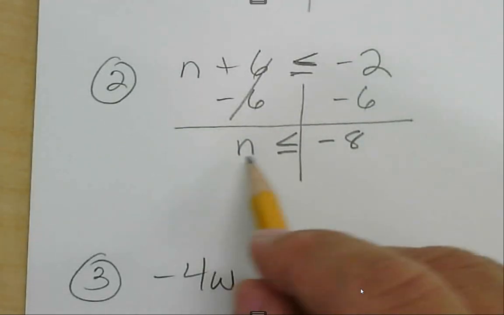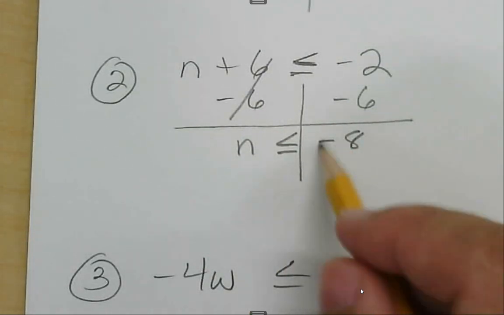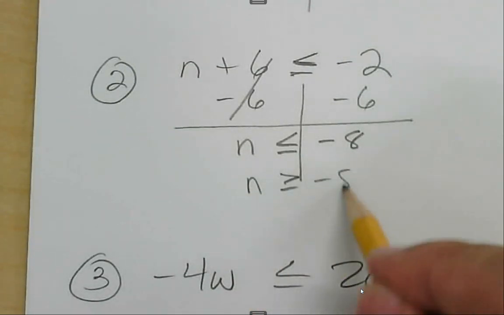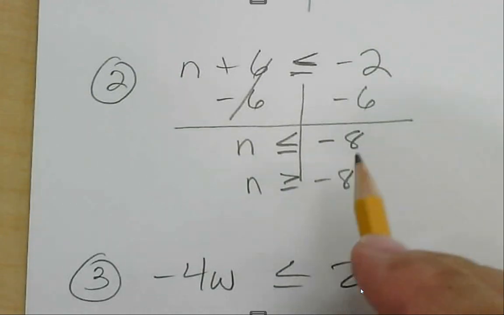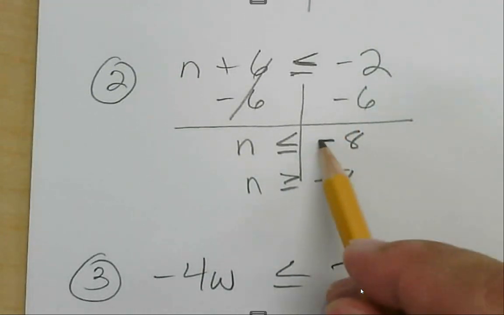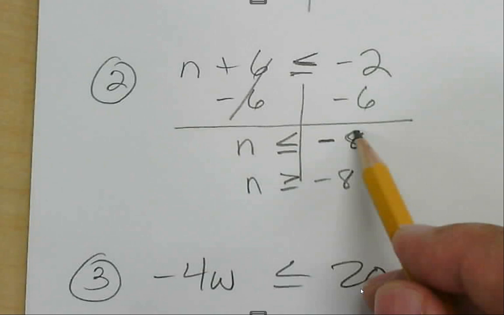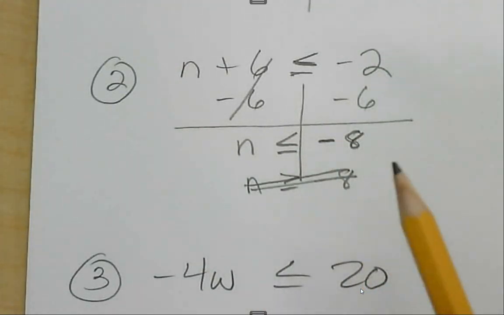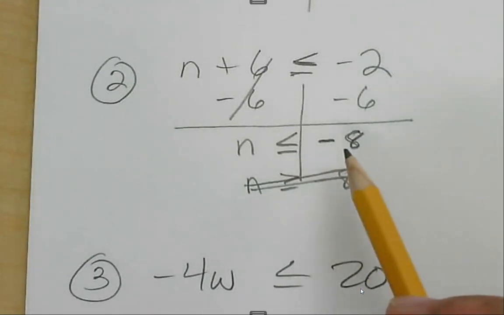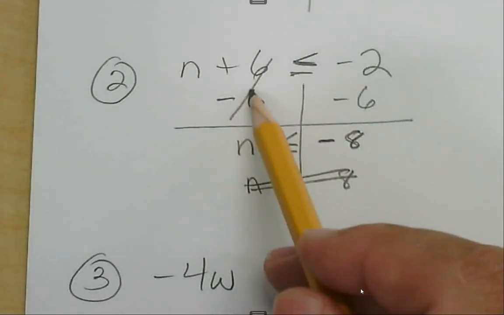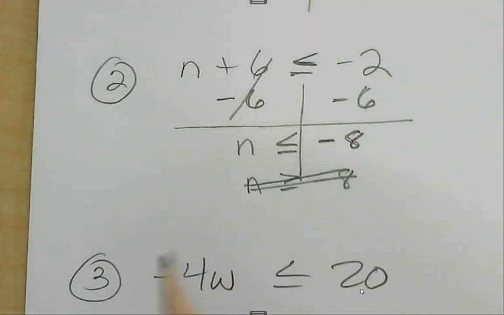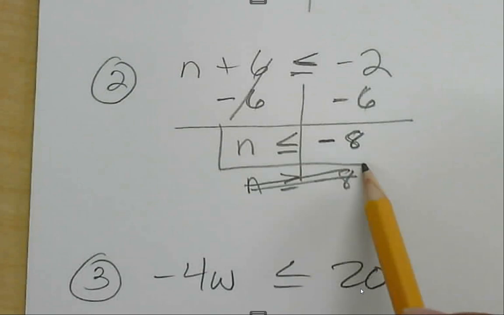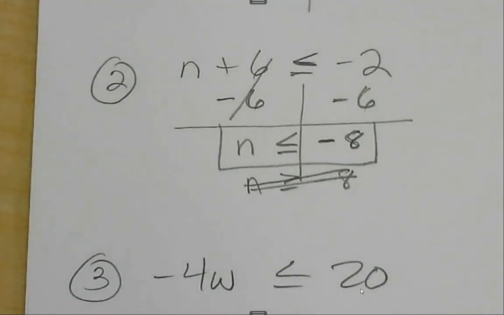Wait a minute. I should have flipped my sign, right? Because there's a negative. So this maybe should have been n greater than or equal to negative 8. That's not actually true, because even though I've got a negative answer, some people think that because I get a negative answer, that means I've got to flip my sign. Well, that is not true. I did not multiply or divide by a negative, so I don't need to reverse my sign. Even though I subtracted 6 from both sides, I did not multiply or divide by a negative. So I can leave my inequality just like that. That right there is the correct answer.